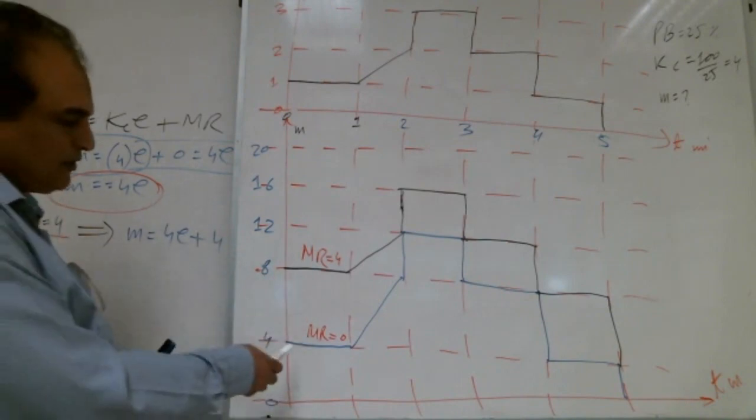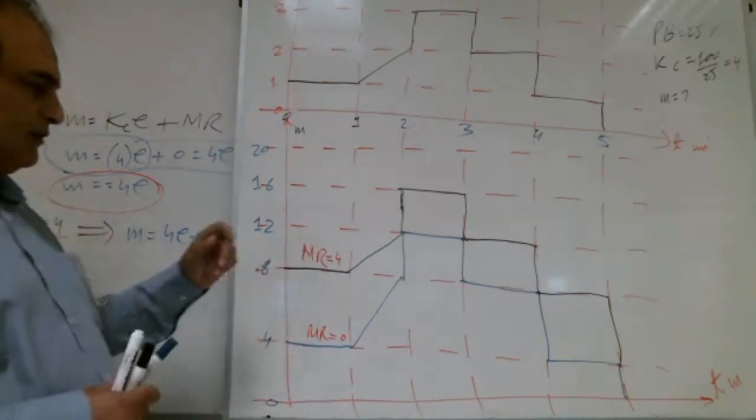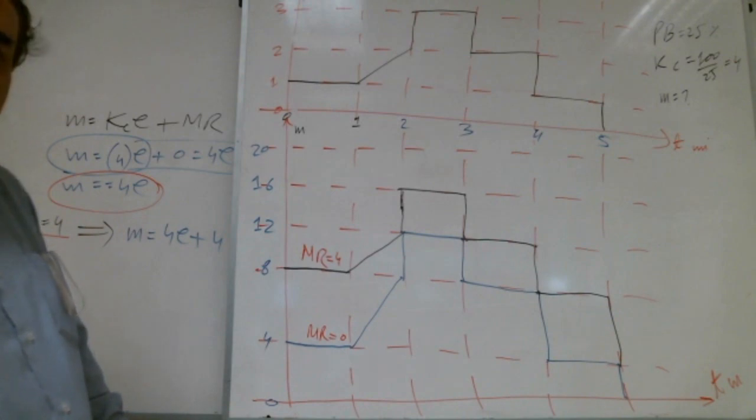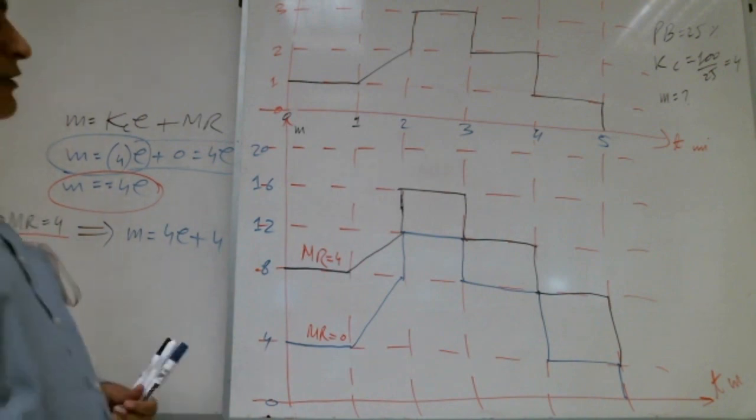So this is the output without MR, MR 0. This is the output with MR 4. Any question up to here, Shabab? That's good. A lot of brothers are writing no question. Okay.